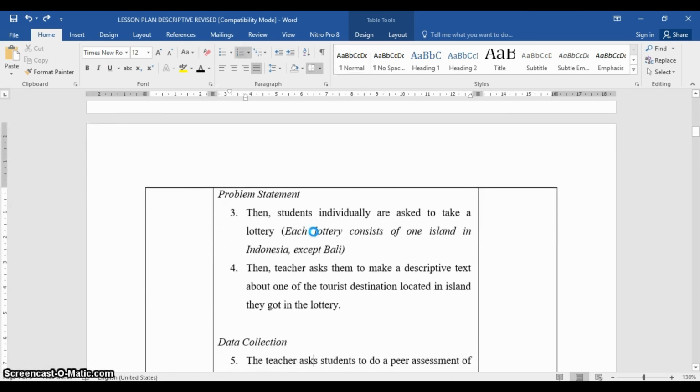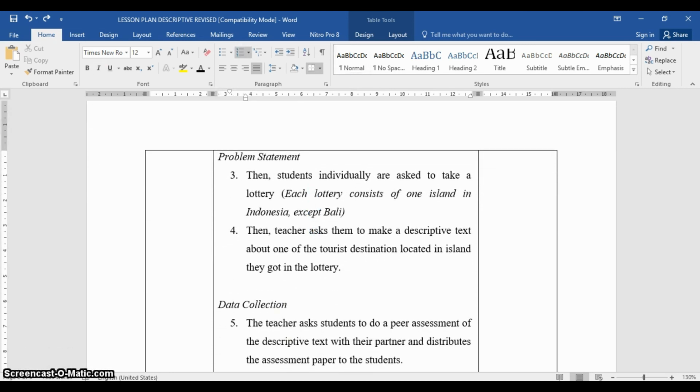In the problem statement, the students individually are asked to take a lottery, where each lottery consists of one island in Indonesia except Bali, because the teacher already showed a text about Tanah Lot, which is located in Bali. After that, the teacher asks them to make a descriptive text about one of the tourist destinations located on the island that they got in the lottery.